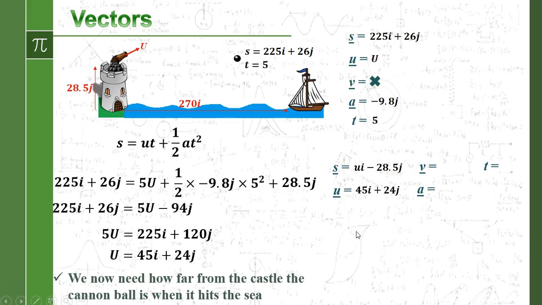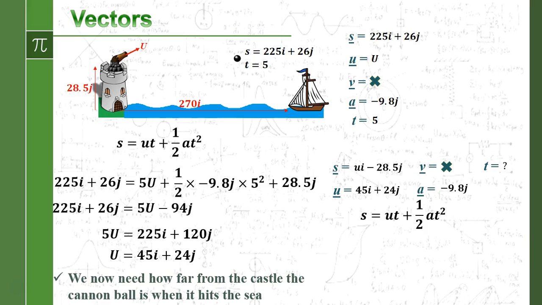We've got our initial velocity, which we calculated from the last part of the question. Our velocity at the point the cannonball hits the sea, we don't really need that bit. We've got u and a, and t is the thing we're trying to find out, so the point in time at which it hits the sea. So let's deal with this one.